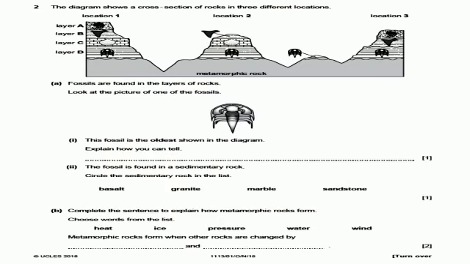Question 2a. This fossil is the oldest shown in the diagram. How can you tell? You will write it is the one at the bottom. Okay. Double I. Which rock is sedimentary rock? It will be sandstone. Question B. Metamorphic rocks form when other rocks are changed by heat and pressure.